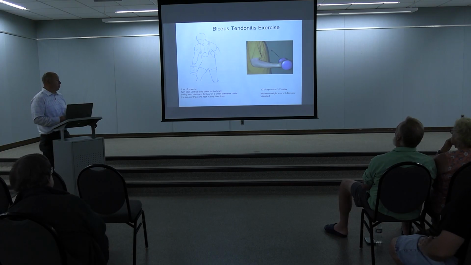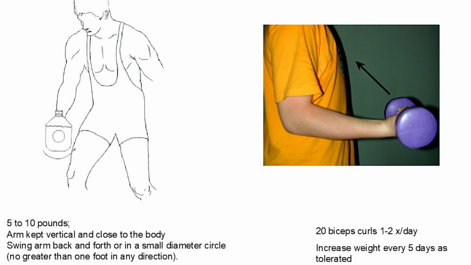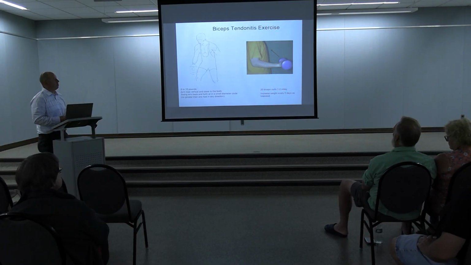So exercises for biceps tendonitis on the left there. The guy's demonstrating pendulum exercises where you grab a weight, like a gallon of milk. It's probably 6 or 7 pounds. You keep it close to your arm and you circulate it in small circles, being careful not to get the circle too big to put further stress on the shoulder. And then you can also use biceps curls indicated on the right there, starting with a light weight, a couple times a day, high reps, to reduce the stress on the arm, and then increasing the weight every 5 to 7 days to basically build up the strength.